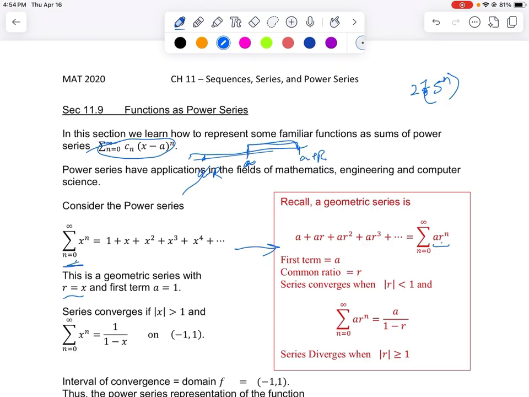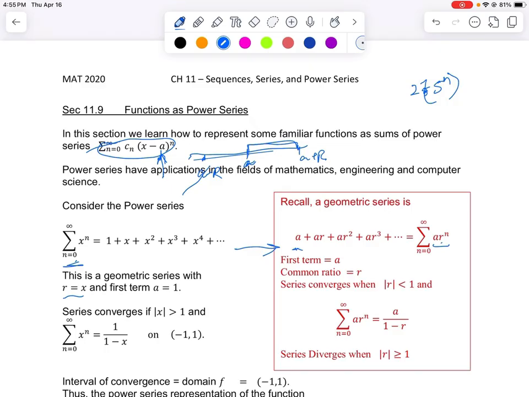Now, because the first term is denoted by a here, and we also have an a in the presentation of the power series, just make sure that you understand that those two a's are not equal to each other, not the same thing.